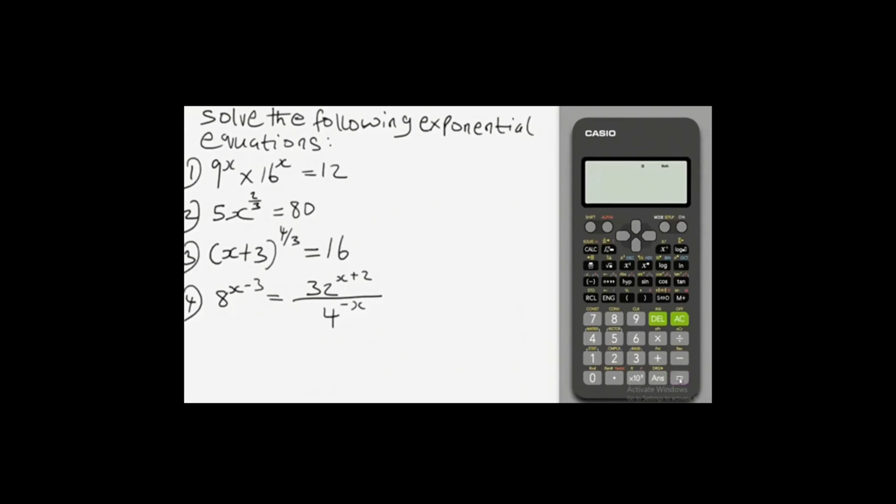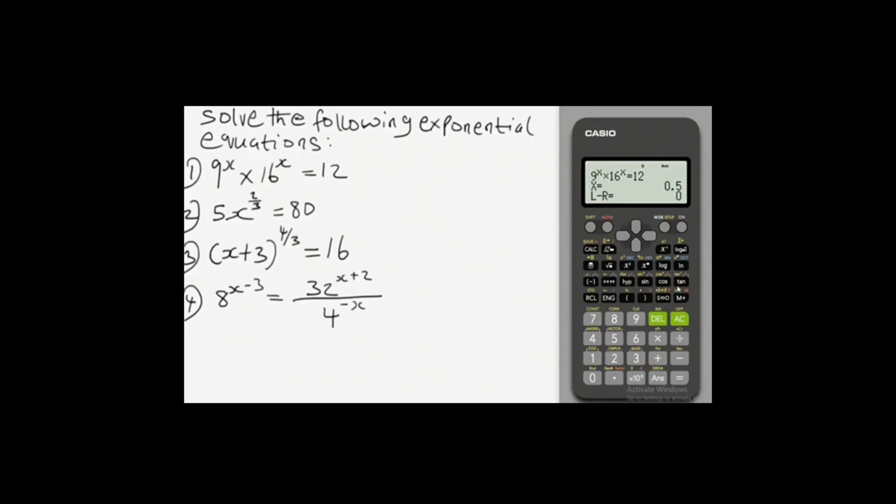Okay, so once you do it, it will solve it for you. X is equal to 0.5. So it's as simple as this, guys. Now you will notice that when you store x as 0.5 and use it to solve 9 to the power of x times 16 to the power of x, you get 12. Let's experiment it, guys, so you understand it better.